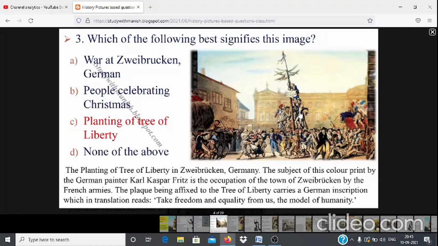Question number 3. Which of the following best signifies this image? A. War at Zweibrücken, Germany. B. People celebrating Christmas. C. Planting of a tree of liberty. And D. None of the above. And the correct option is planting of a tree of liberty.